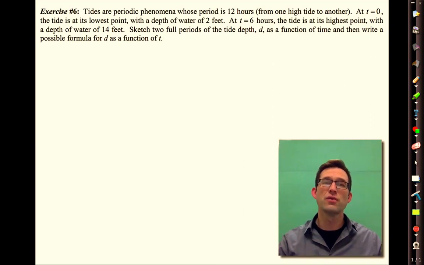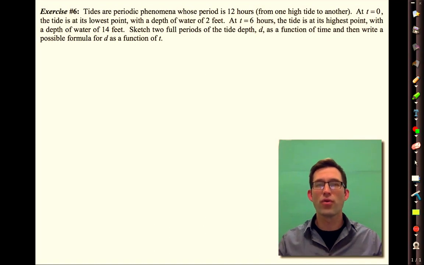Again, we're going to sketch 2 full periods and then we're going to come up with an equation. Why don't you pause the video and do the whole thing? Sketch the 2 full periods, try to come up with an equation, try to come up with a couple of equations if you want to, and then we'll take a look, okay? Pause the video now.